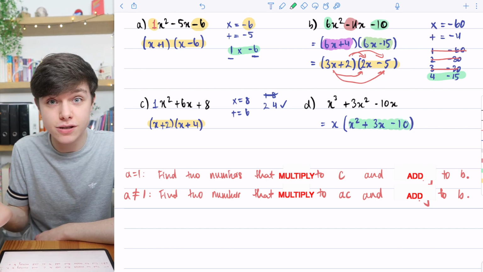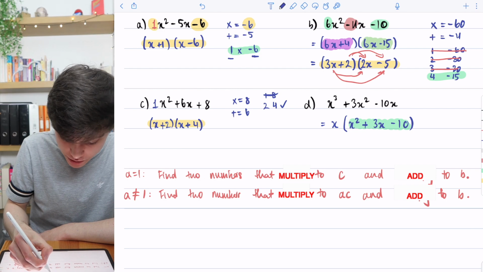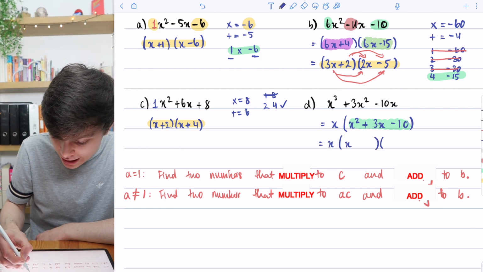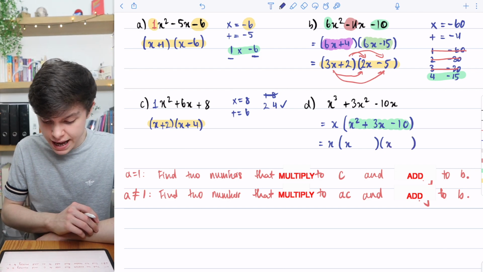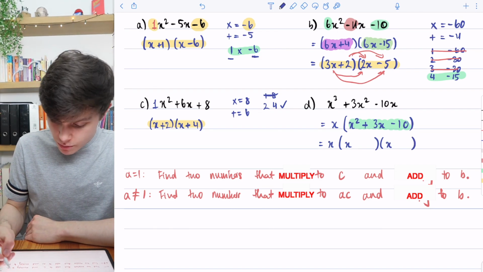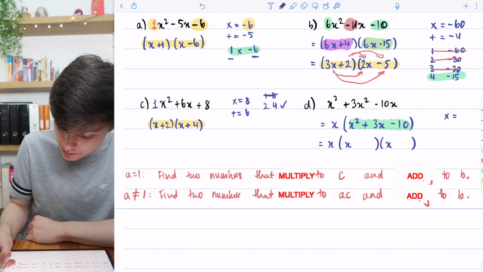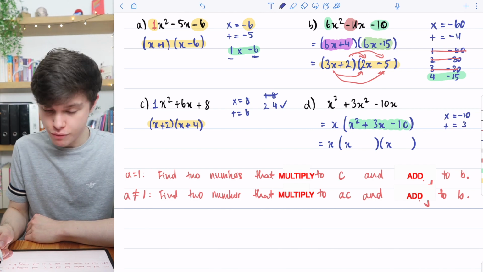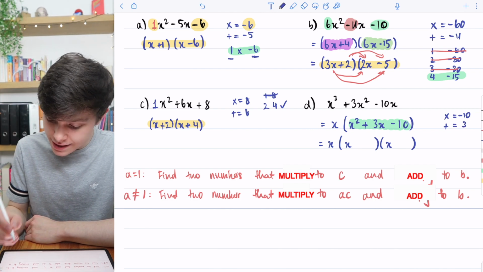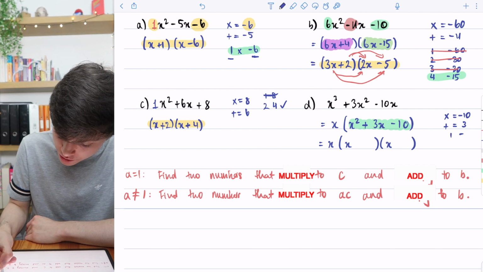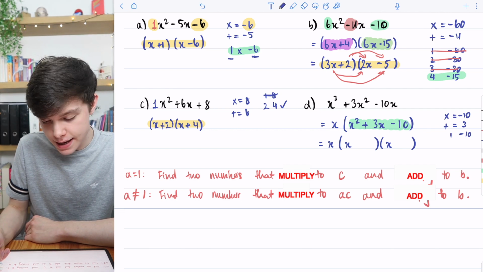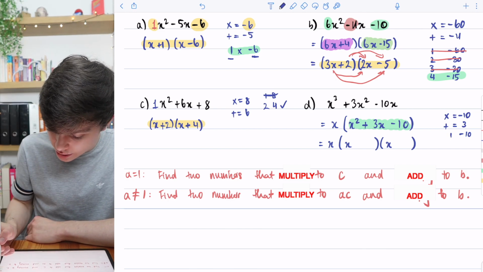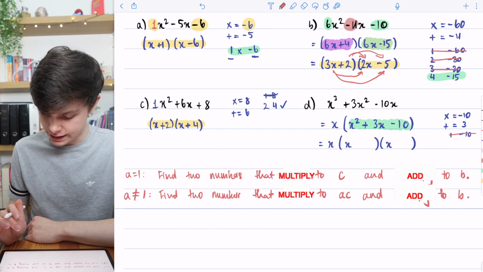Well, I can just factorise that like normal. So I'm going to end up with the x, and then I'm going to have a bracket with an x, and we'll leave that blank for a number in a minute, and we'll leave that blank for another number. So now all we need to do is we need to find two numbers that times to give me minus 10, or c, and add to give me 3. So when we do that, well, let's list our numbers. We're going to have 1 and minus 10. They times to give me minus 10, but they don't add to give me 3. Let's just do that a little bit neater.